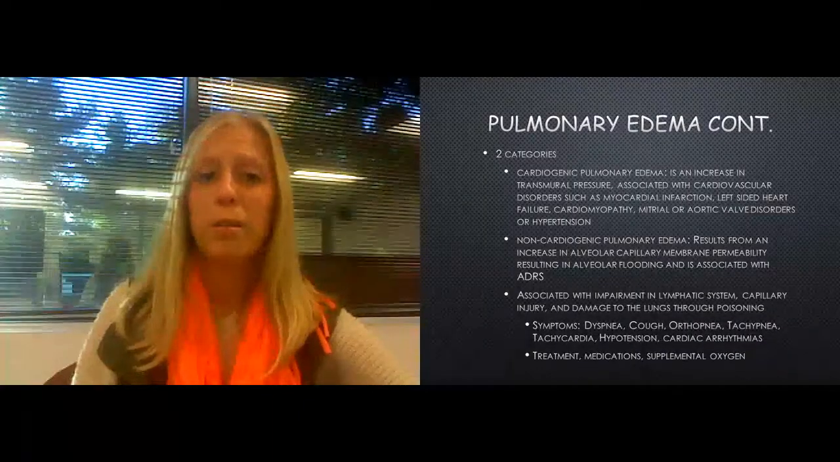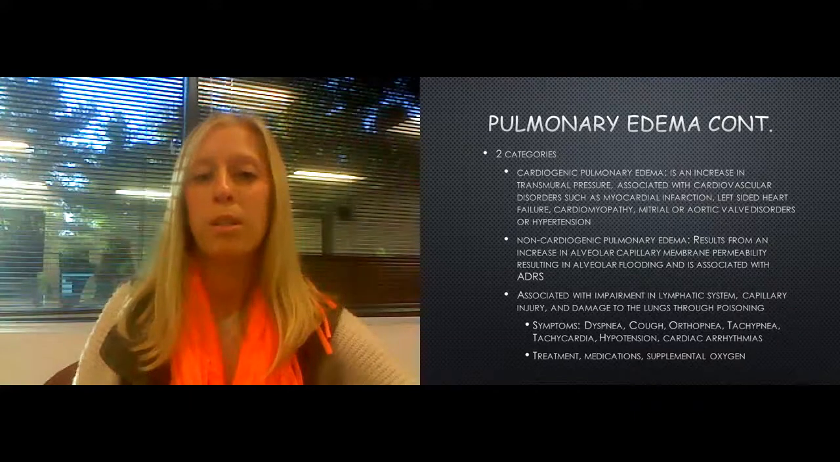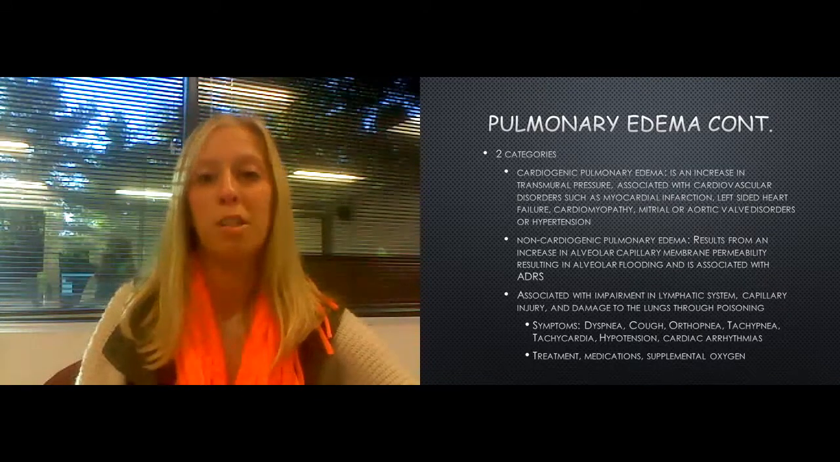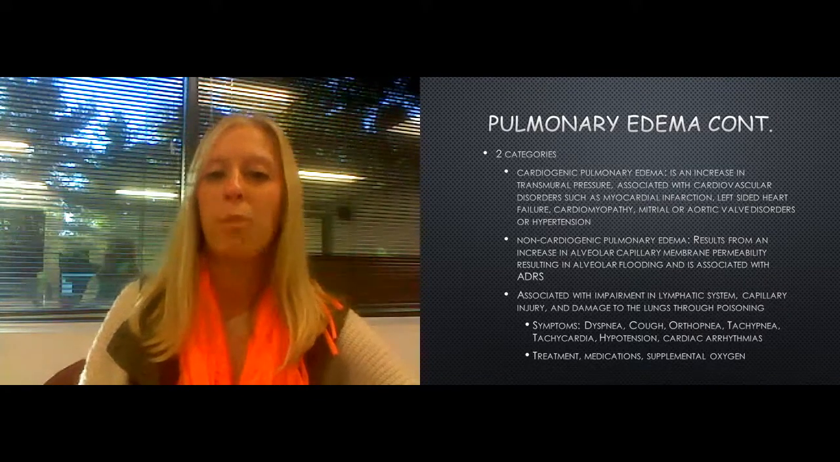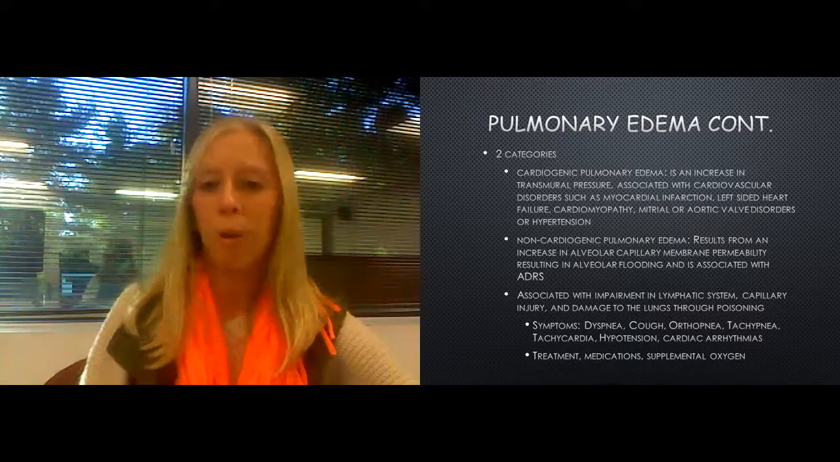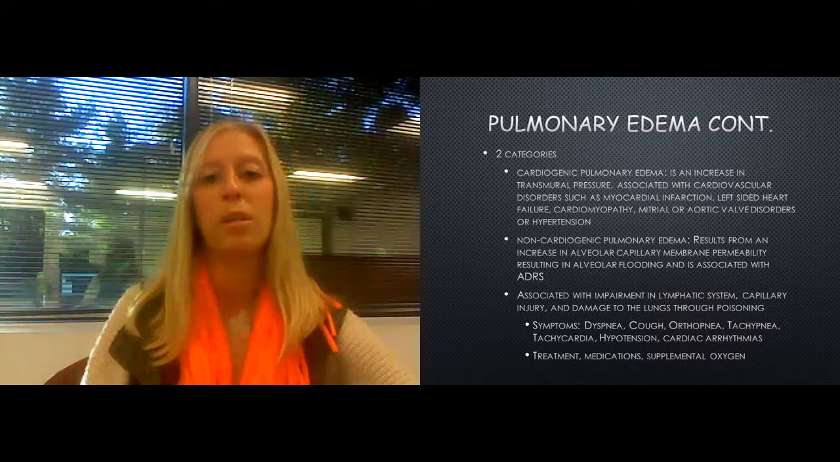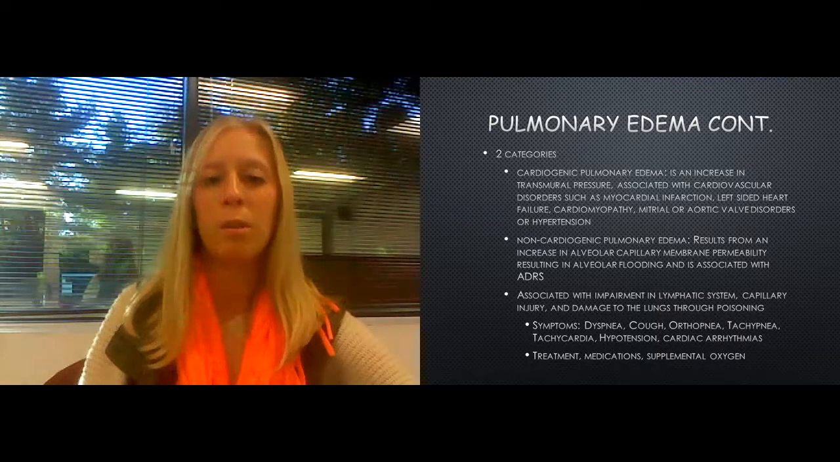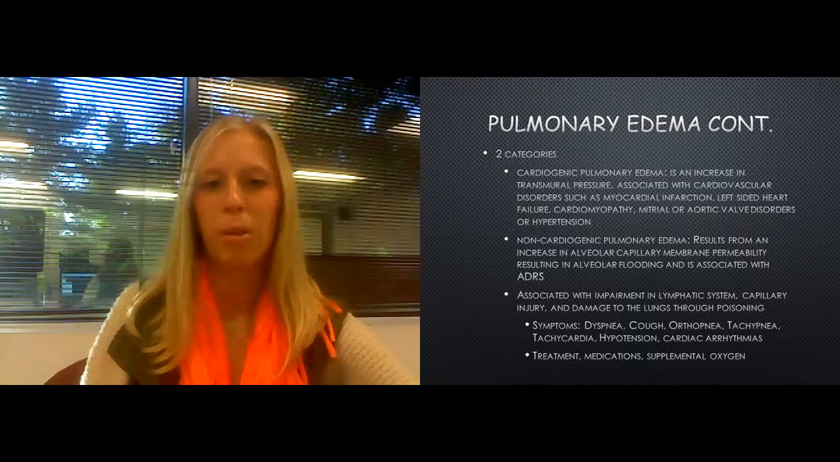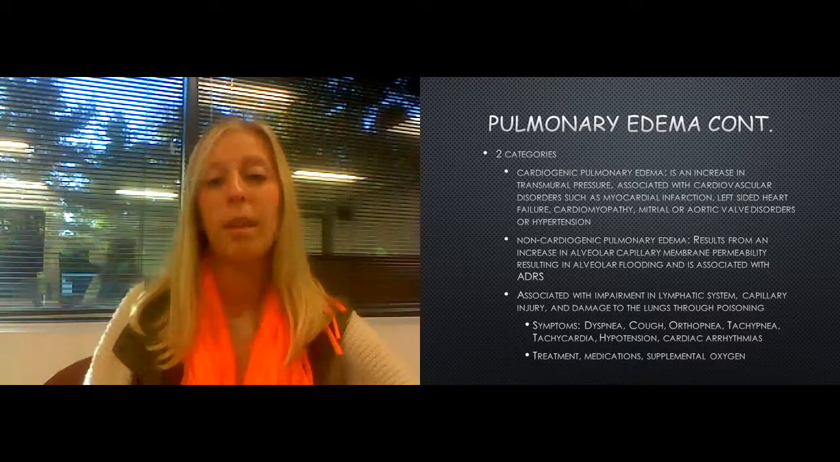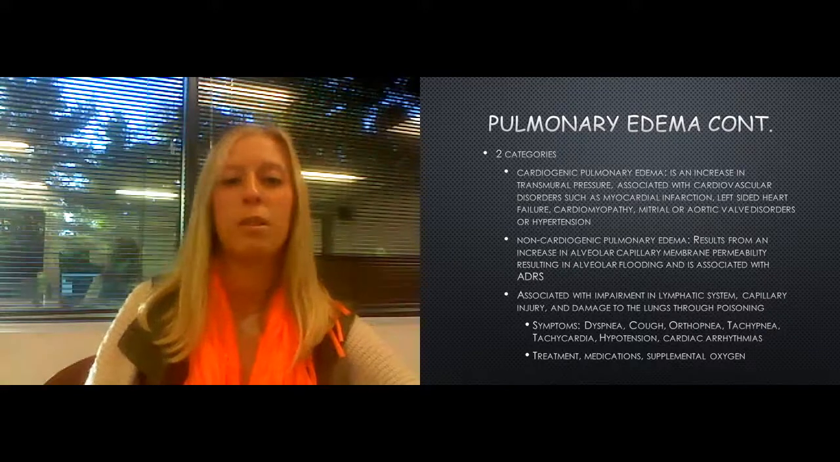So there are 2 categories. Cardiogenic pulmonary edema, which is an increase in the transmural pressure associated with cardiovascular disorders such as myocardial infarction, left-sided heart failure, cardiomyopathy, mitral or aortic valve disorders, or hypertension. And then there's non-cardiogenic pulmonary edema, which results from an increase in the alveolar capillary membrane permeability, resulting in alveolar flooding, and is associated with ARDS. Associated with impairment in the lymphatic system, capillary injury, and damage to the lungs through poisoning.